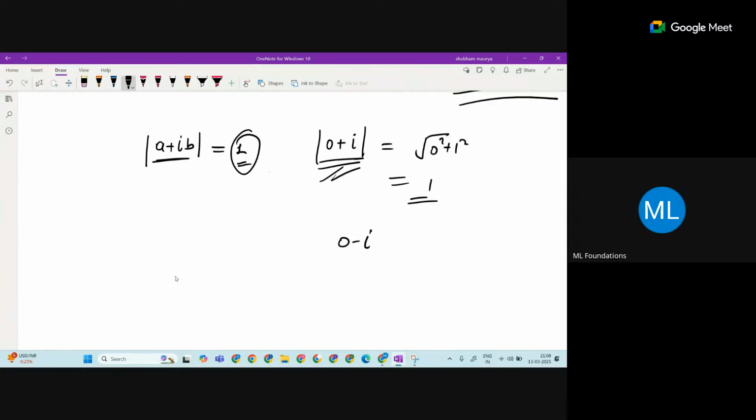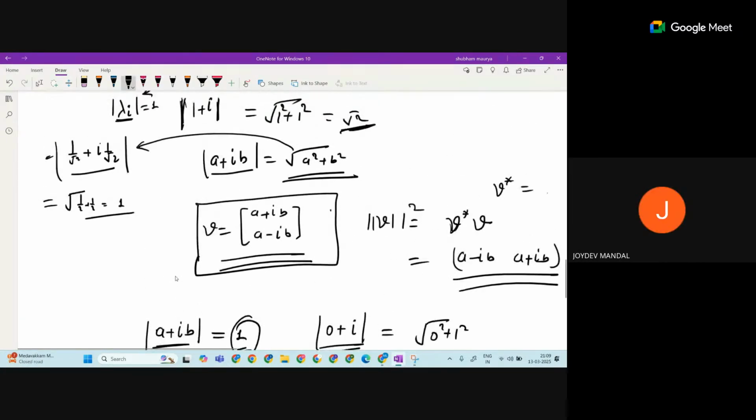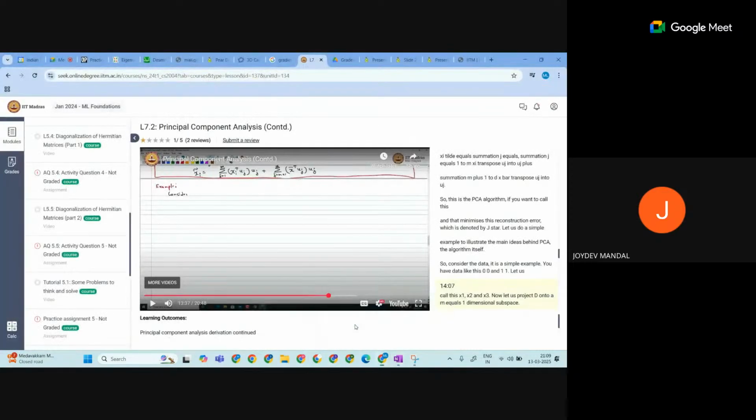But a unitary matrix has this property, that the absolute value of the eigenvalues is going to be 1. So don't worry that only a fixed number comes. There are infinitely many complex numbers which have absolute value 1. Okay, is it clear?